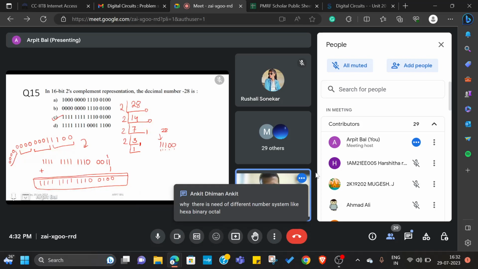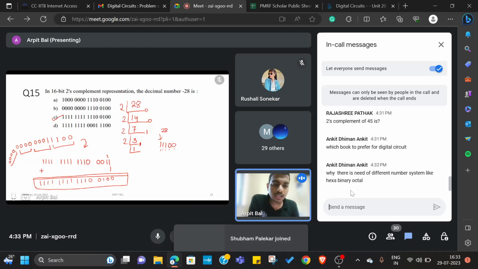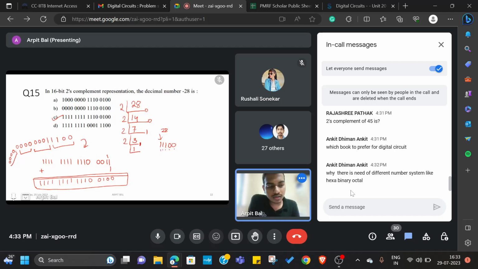Why is there a need for different number systems like hexadecimal, binary, octal? It can be for different reasons. Maybe there are different machines which understand only binary. The computer at the lowest level understands binary, so that's why we need the binary number system. But the human understandable one is decimal, so for that purpose we need decimal. And regarding hexadecimal, if you have played around with microcontrollers and microprocessors, the basic ones like 8051, they take hexadecimal as the input. There can be various purposes for having different sorts of number systems.